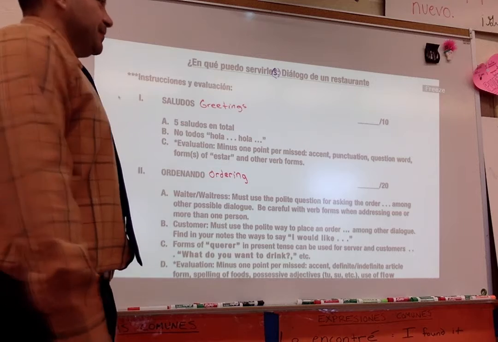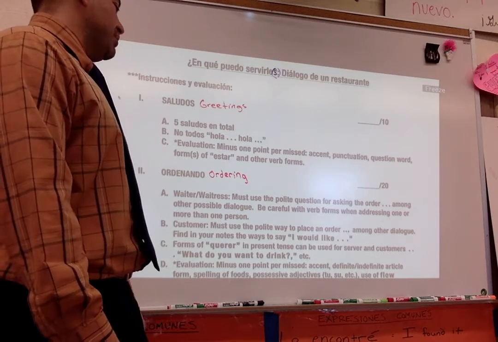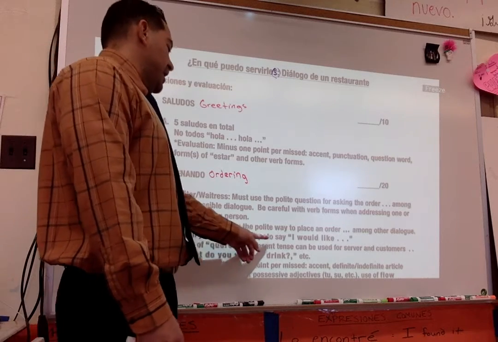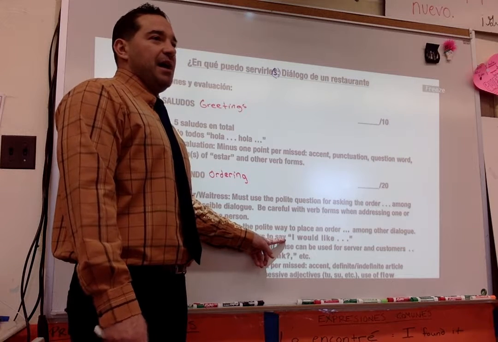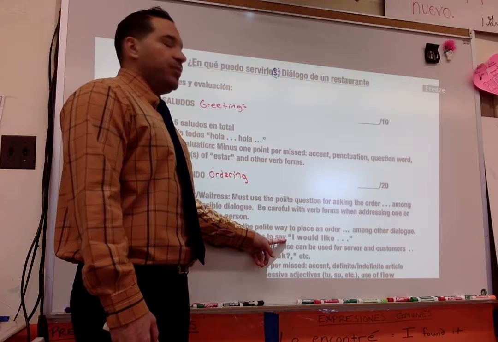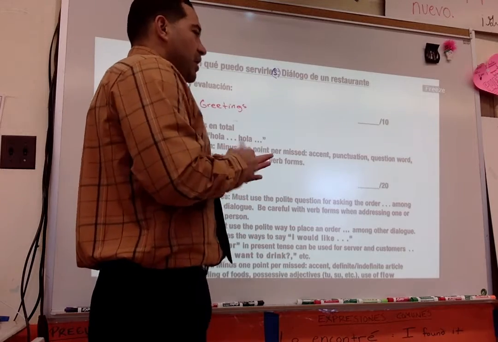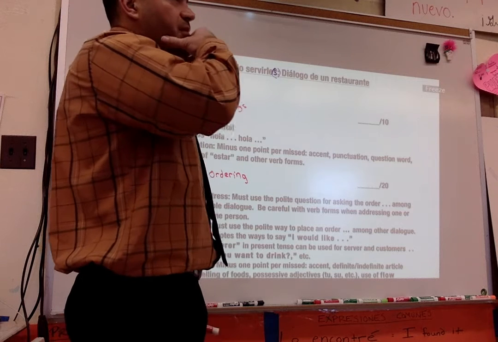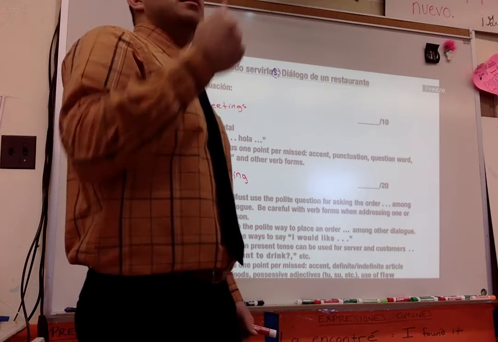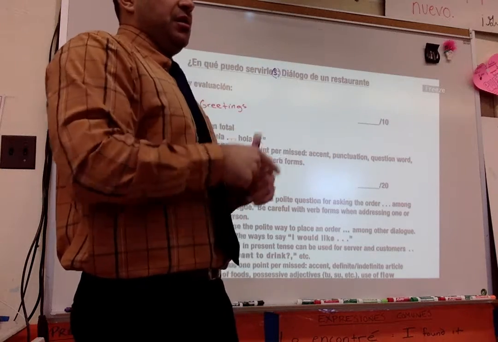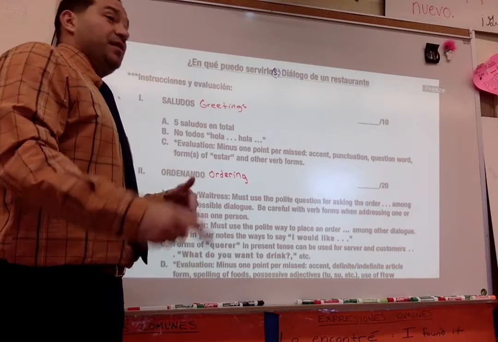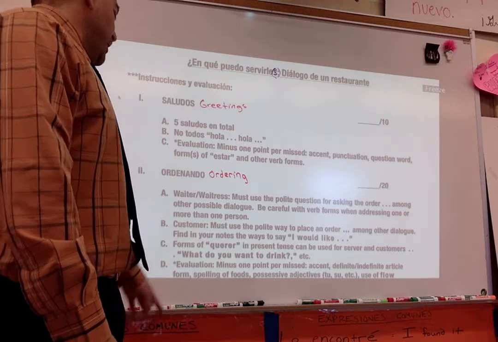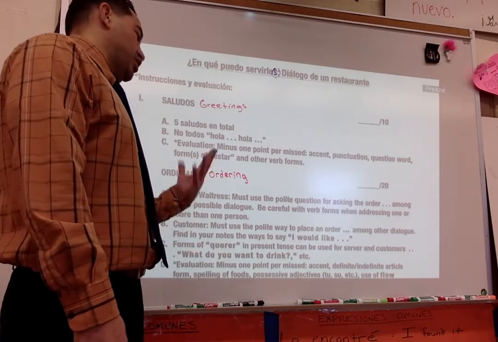The customer then must use the polite way to place an order, among other dialogue. Find in your notes the ways to say, I would like. That should be in your notebook. There was a section we did, with three or four questions you had to ask or answer. And it said, would you like any of the specialties of the house in that picture? If you wrote it down, then you would see how to say I would like.